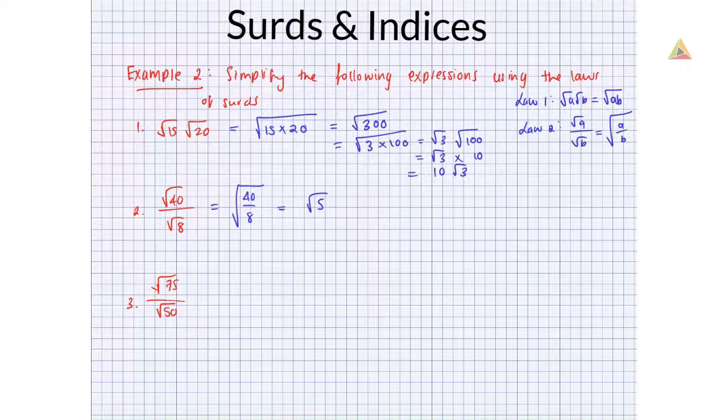Then for question 3, root 75 over root 50 is the same as saying root of 75 over 50. If you divide 75 by 50, 25 will go into both of those, so you can simplify it. 25 into 75 goes 3 times, 25 into 50 goes twice, so it's the root of 3 over 2. And that's it.